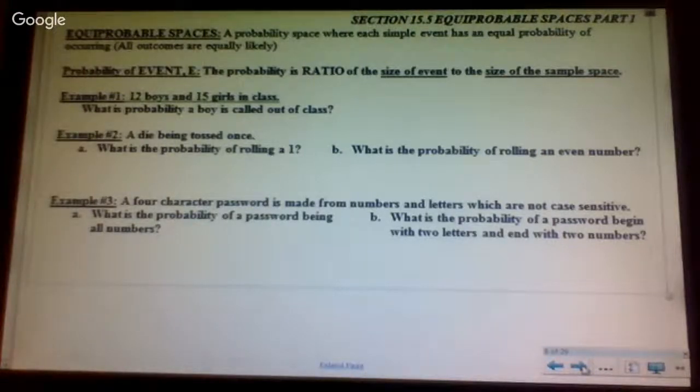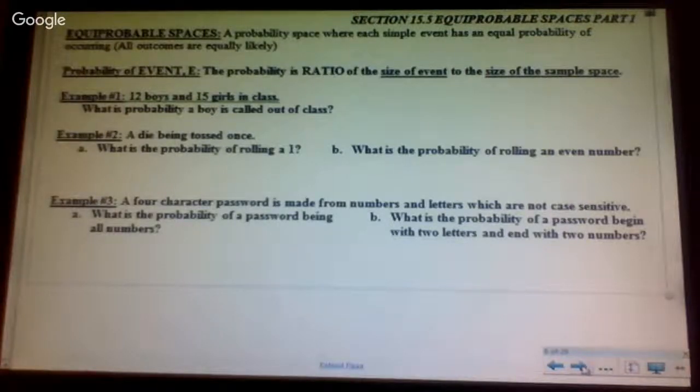So, equal probability spaces. A probability space where each simple event has equal probability of occurring, which means all outcomes are equally likely. The probability is a ratio, which is why it's a fraction. Remember, a fraction is a ratio, 1 to 6, 1 out of 6. The size of it happening versus the size of everything.